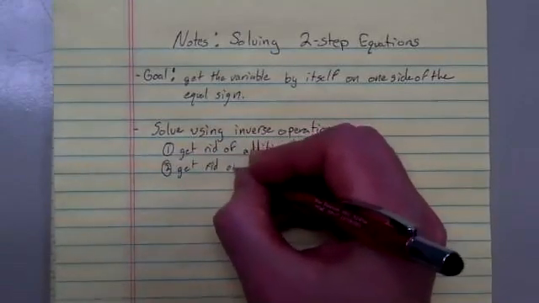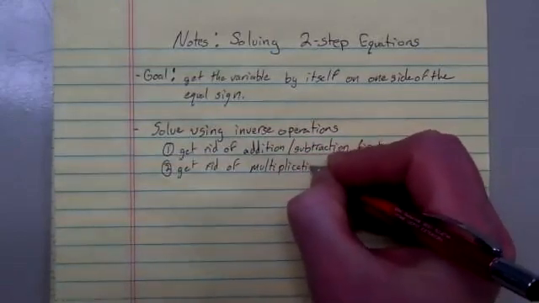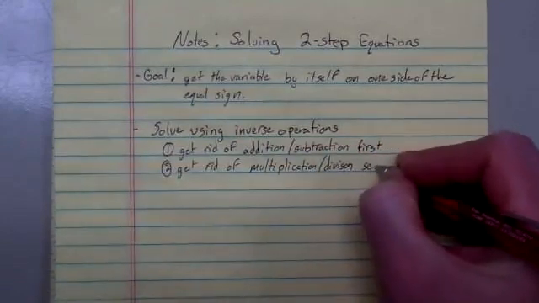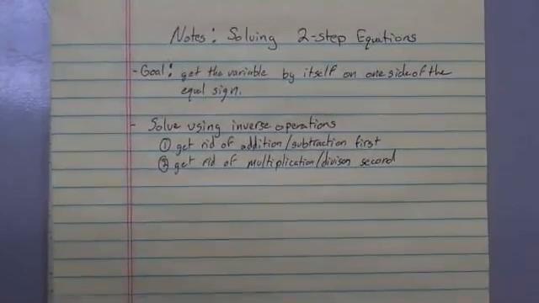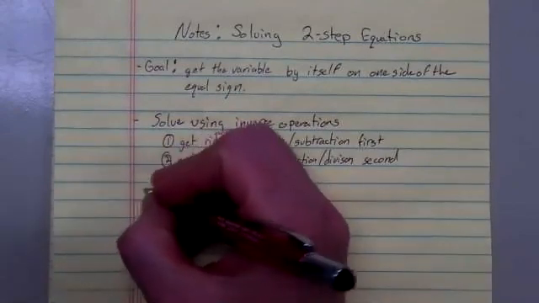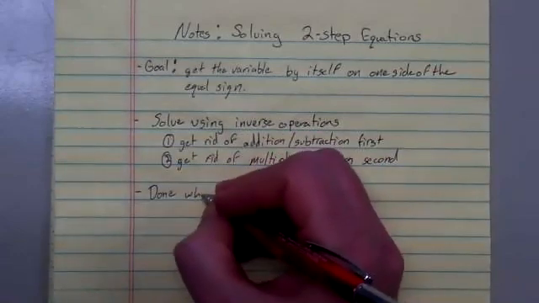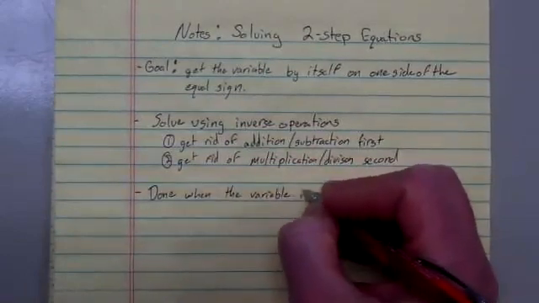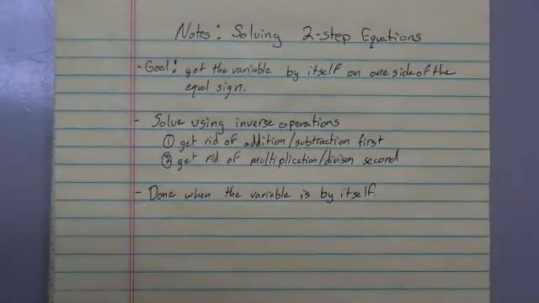then step two, we're going to get rid of multiplication/division second. I wrote division. So we're going to get rid of multiplication/division second. And then we know we're done. You're done when the variable is by itself. That's how we know we're done.